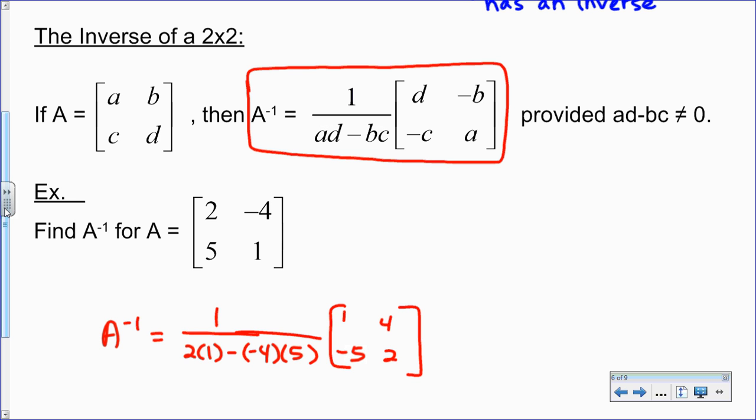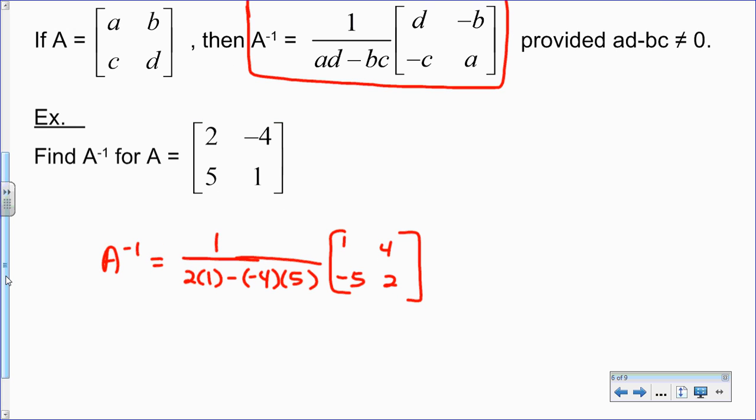All right, now we just need to simplify. So this would be 1 over 22. You type in 2 times 1 minus, or minus -4 times 5, that should be 22. And then, so 1 over 22 is just a scalar. That's just a number we can distribute. So yes, we're going to get fractions, but we saw yesterday that our denominator was 23, that a lot of times the inverses do end up having fractions.